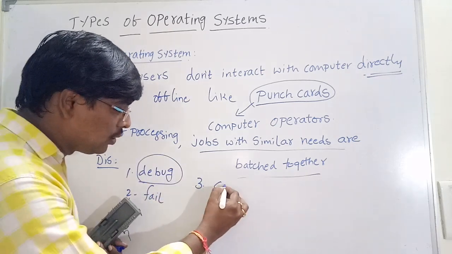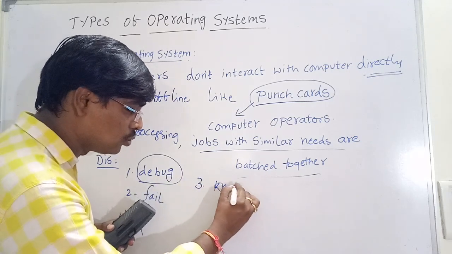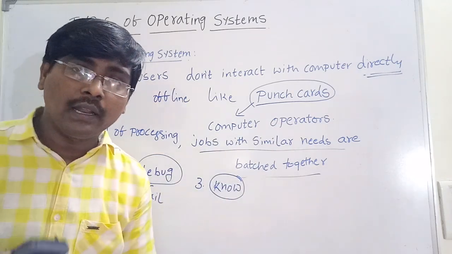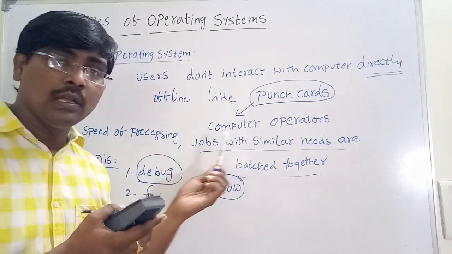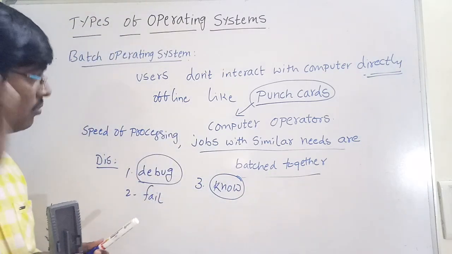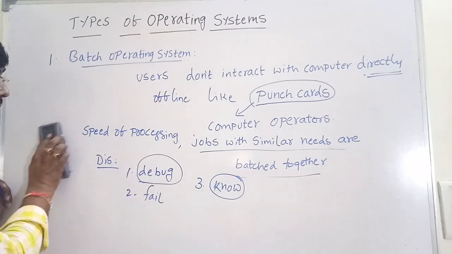And the computer operator has to know each and every job. That is, the computer operator needs the knowledge of how to find similar jobs. These are the different disadvantages of the batch operating system. Okay, next we will move to another one.